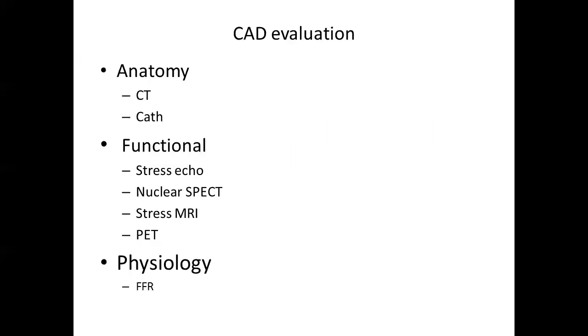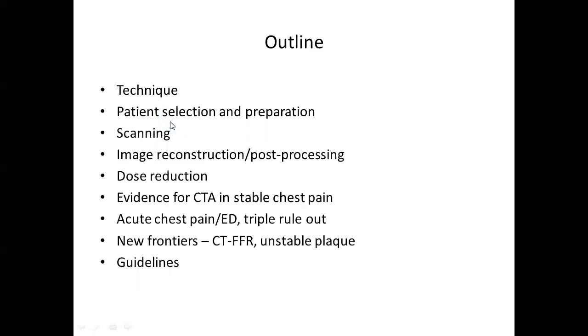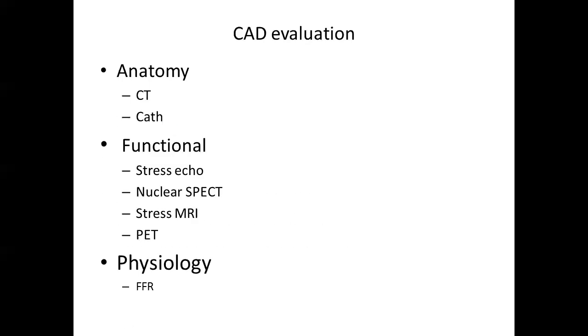Okay, so we talked about this. In general, there are different ways you can evaluate CAD, and you guys are going to get familiar with most of this. For me, the hardest thing during fellowship was realizing which way to send a particular patient. You can look at anatomy with CT or cath, or you can do all kinds of stress tests, which in general are going to give you the same answer. And then our gold standard right now is FFR, which right now we can do by cath only, but soon we should be able to do that with CT.